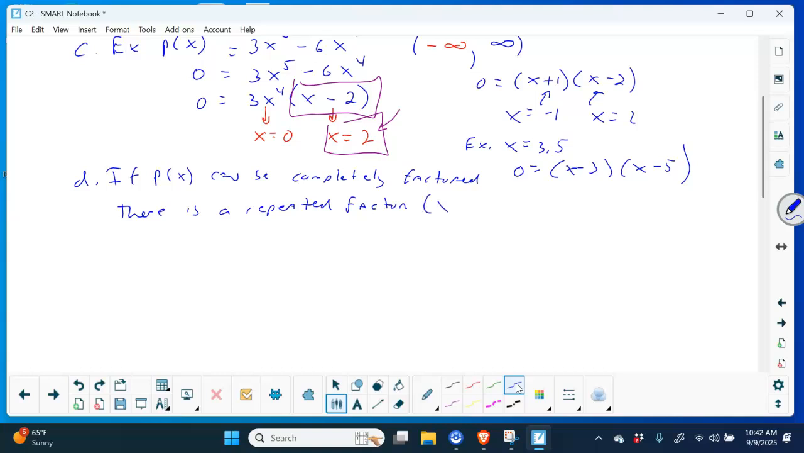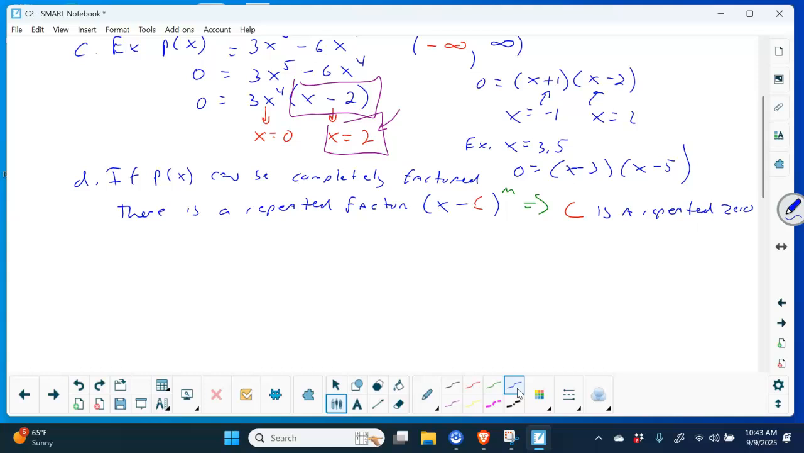and we'll call it x minus c, and because it's repeated, we'll use m for the repetition. Like maybe there are 2 of the same factor, or 3, or 4 of the same factor, etc. Then c is a repeated 0.